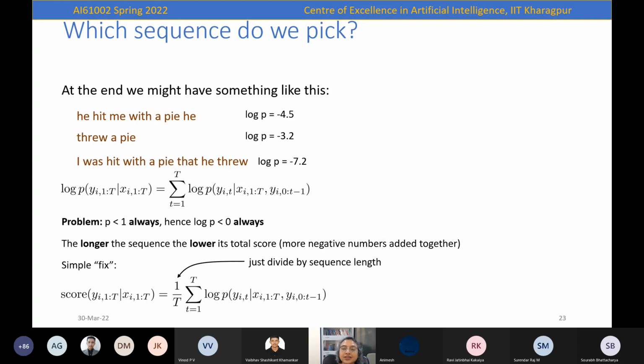Now, after you have completed and got k end of sequences, you will find the score of each of these sequences, and you will choose the sequence with the highest score. In this case, this is the sequence with the higher score.